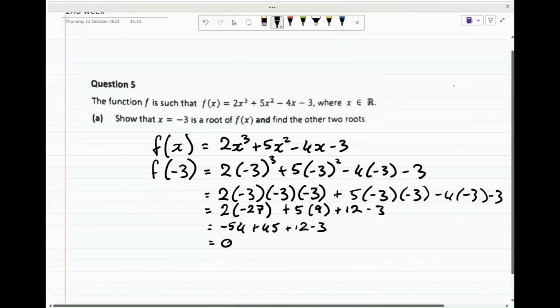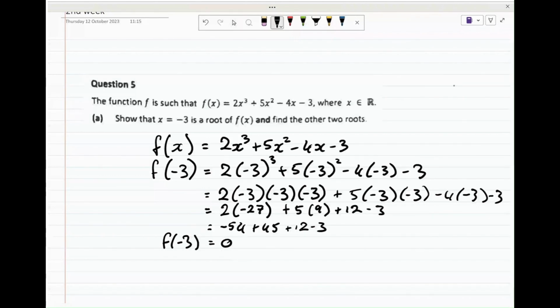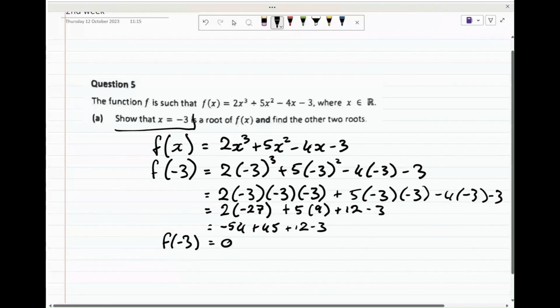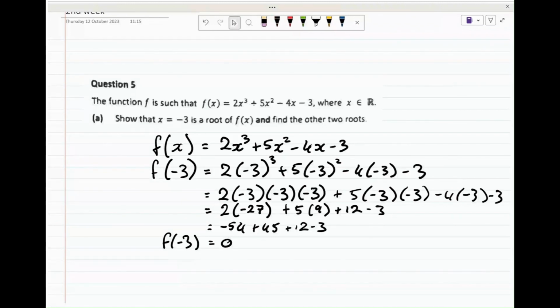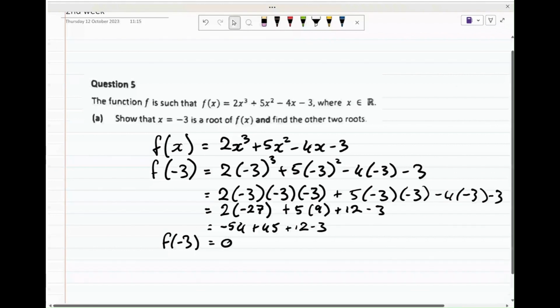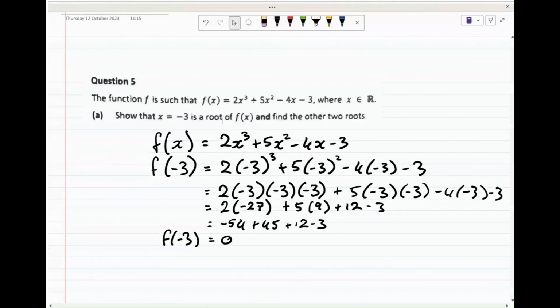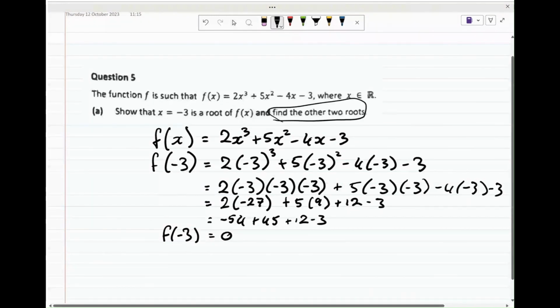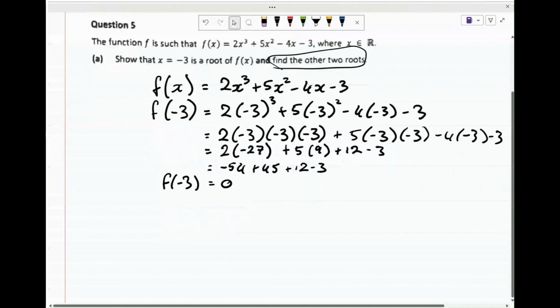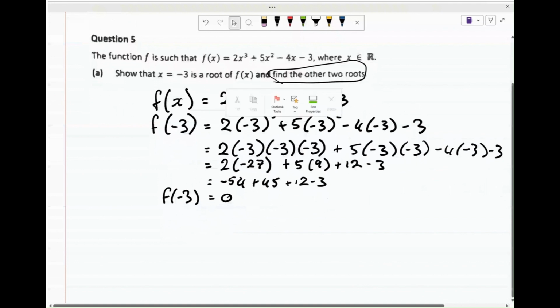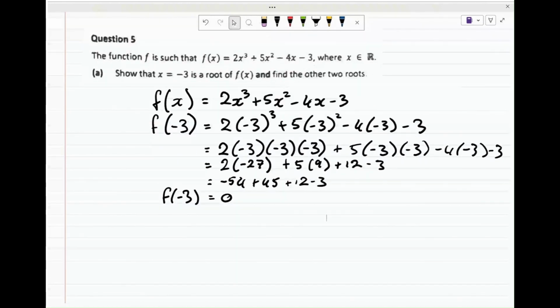And we know, because f of minus 3 is equal to 0, we know that minus 3 is a root. And so we've done the first part, we've shown that x equals minus 3 is a root of this function or this expression. So now, how are we going to find the other two roots? Well, we can do that by long division like we did before.